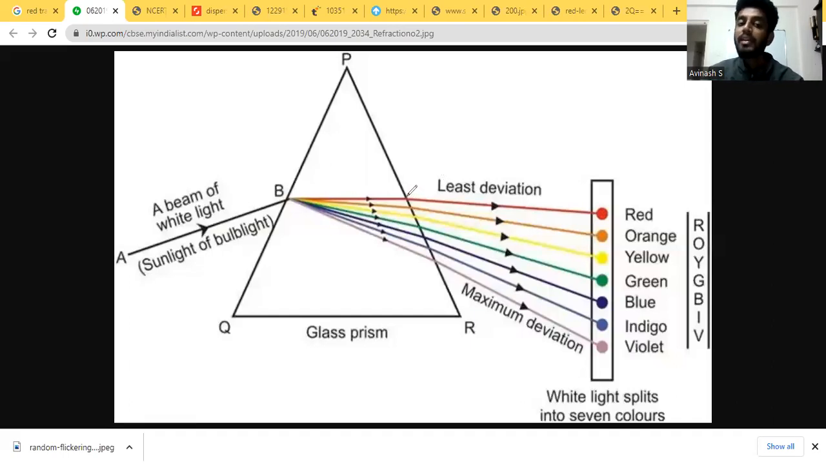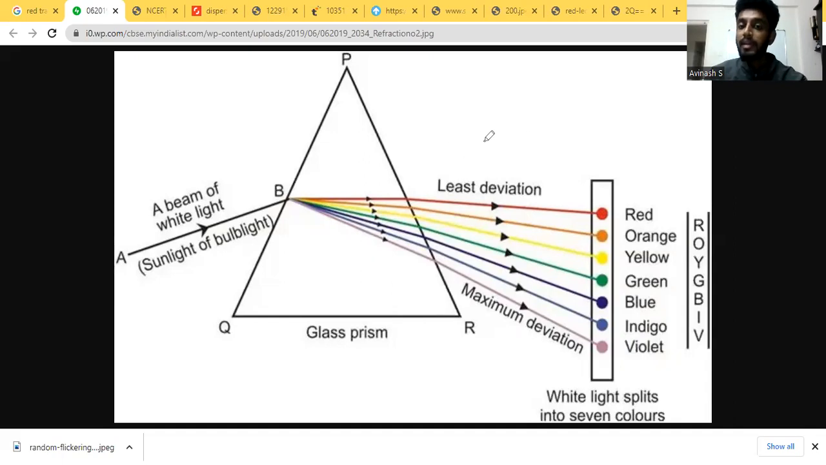Now, why do the 7 colors show different deviation? Why are they not in the same path? Why are they taking different paths? That is because each of the colors has its own wavelength. Wavelength is something we have learned in grade 9 and 8. I would like to revisit what is meant by wavelength.